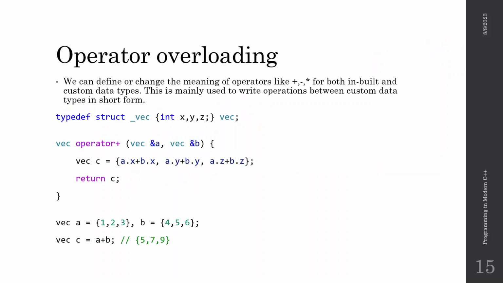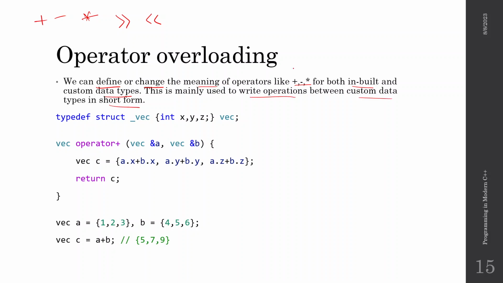Similarly, we can overload operators also. Operators are examples like plus, minus, into or star, or you can have operators such as streaming operators like this. So you can also overload these operators. Overloading the operators means that you can change what the operators mean. So we can define or change the meaning of operators like this for both built-in and custom data types. And this is mainly used to write operations between custom data types in short form.